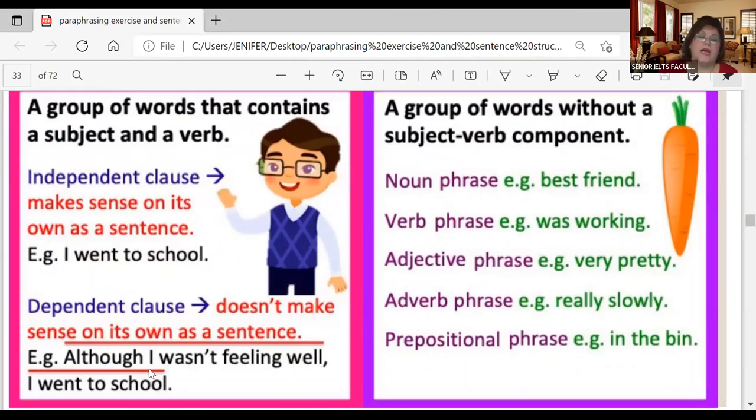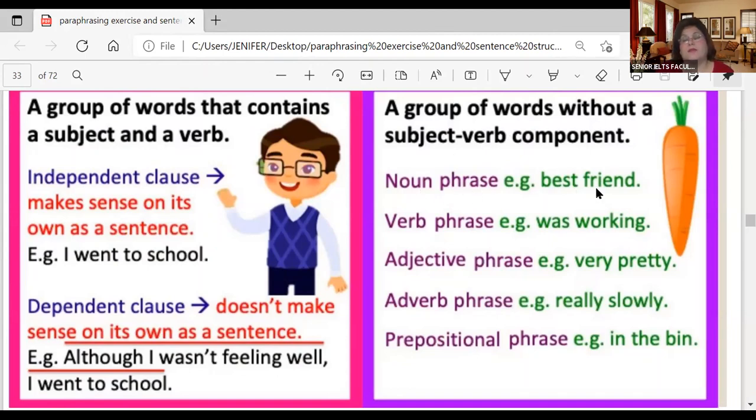Although I, अभी मैं खाली अगर ऑल्दो आई बोलू तो ये वाला जो क्लॉज है ये डिपेंडेंट क्लॉज हो गया, क्योंकि ऑल्दो आई पर क्या आपको नहीं पता, इट इज इनकम्प्लीट सेंटेंस. जो इनकम्प्लीट सेंटेंस आपको लगेगा वो डिपेंडेंट क्लॉज है. जो कंप्लीट है खुद के अंदर ही, दैट इज एन इंडिपेंडेंट क्लॉज. अ ग्रुप ऑफ वर्ड्स विदाउट अ सब्जेक्ट वर्ब कंपोनेंट इज नोन एज अ फ्रेज.